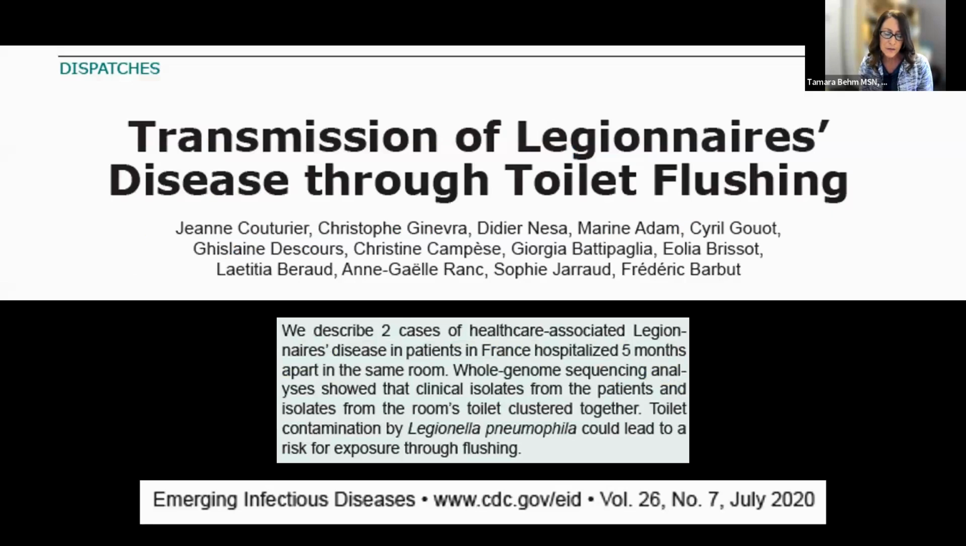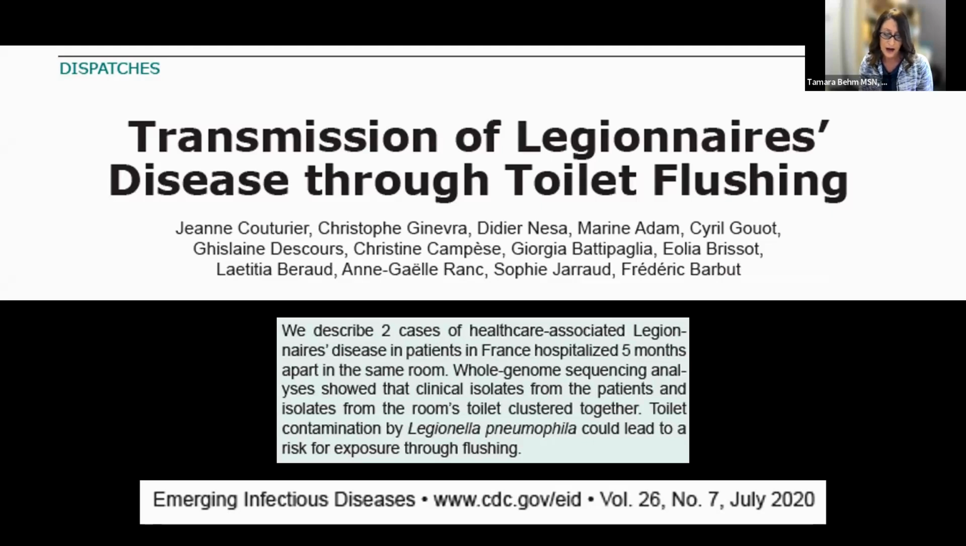So this brings me to an Emerging Infectious Diseases publication in 2020, where there were 2 cases of documented patients acquiring healthcare-associated Legionnaires' disease. These cases were both in France from the same hospital, from the same room, but these patients were hospitalized 5 months apart from each other. With the help of genome sequencing, this testing showed that these isolates were identical from the toilet. Odd, you may say, right?